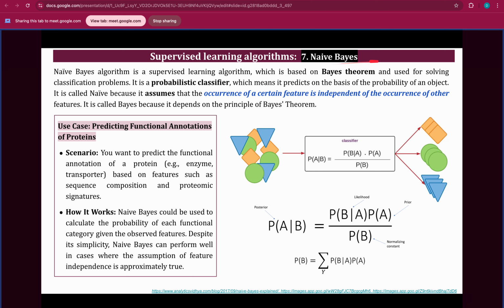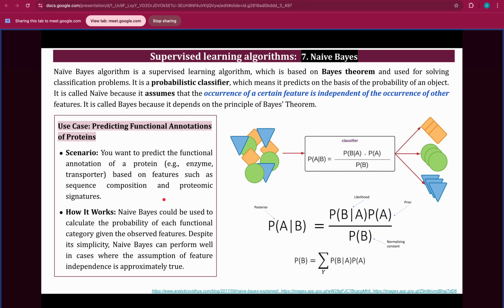In naive Bayes, you assume that the occurrence of certain features is independent of the occurrence of other features. In the case of proteomics, you can use it to predict the functional annotation of proteins. For example, if we want to predict whether my protein is an enzyme or a transporter, I can go for naive Bayes.